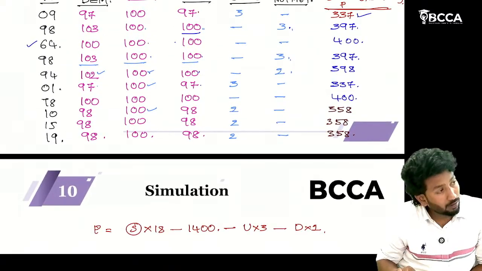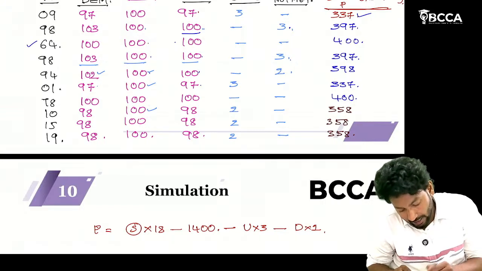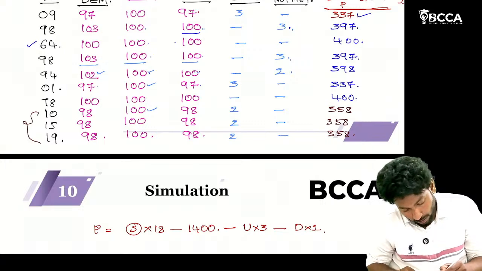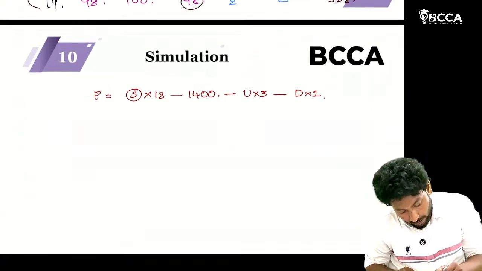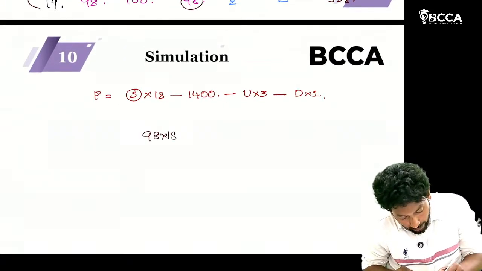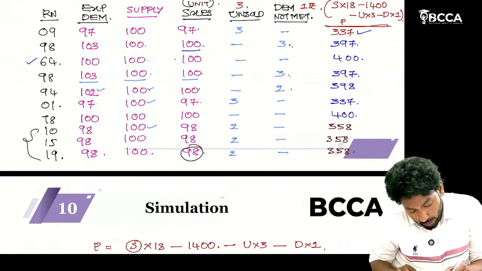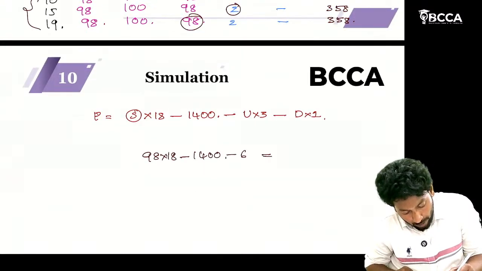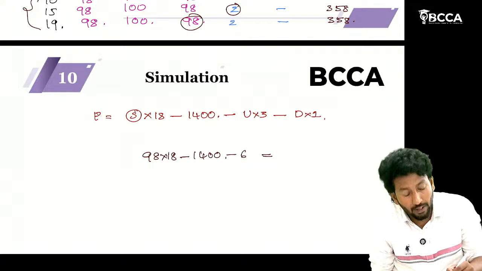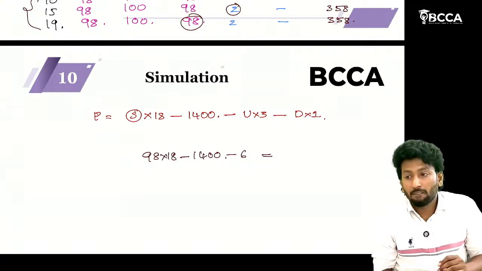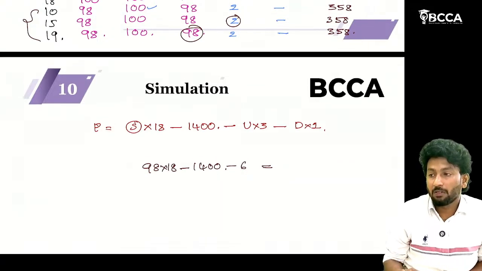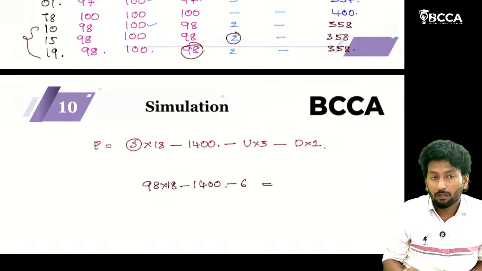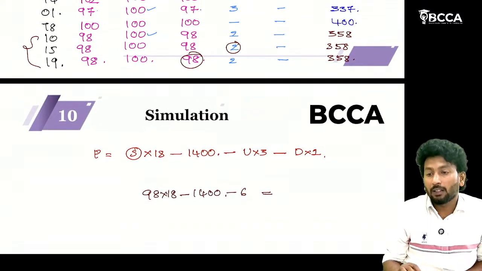Tenth one, the last three are the same. Here we have 98 units sold into 18 rupees minus 1400 cost of production. Then 2 into 3 rupees, that means minus 6. How much? 358. Got it, sir? Any doubts?